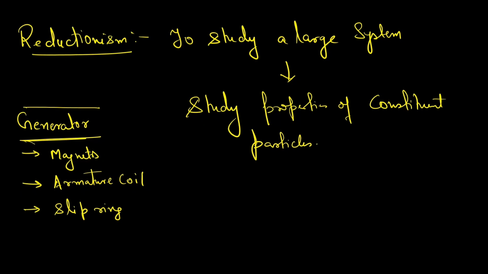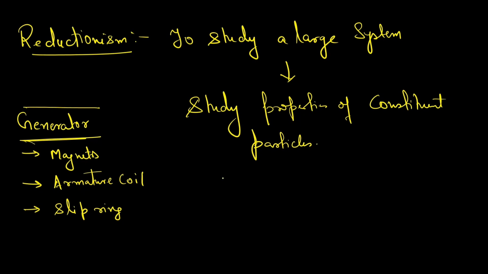So if you study a bigger thing, you check each small constituent part and how they work, then merge them, and then you start to know what is happening. So reductionism, to reduce and then study, is a popular method to study anything, not only physics. I have given the generator as an example. You can take any other example.